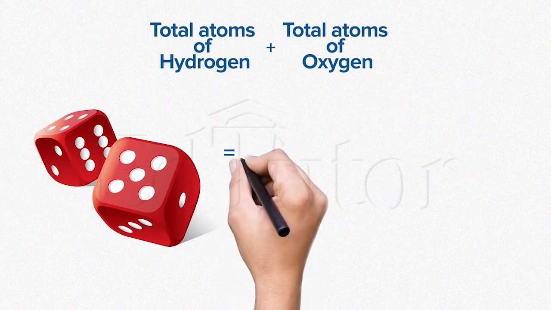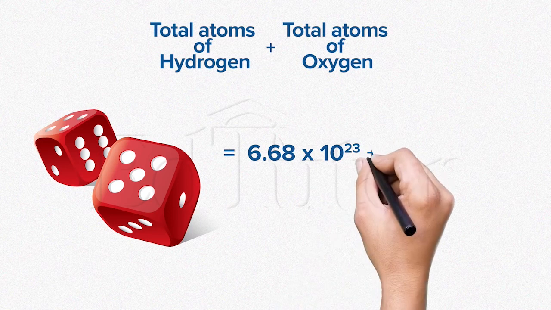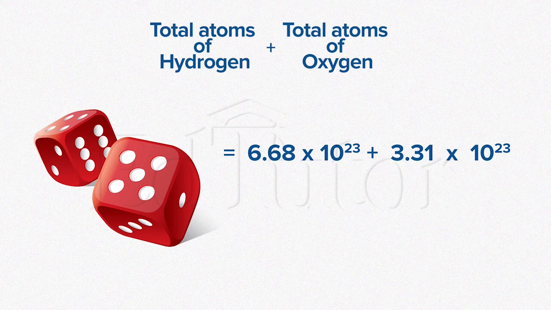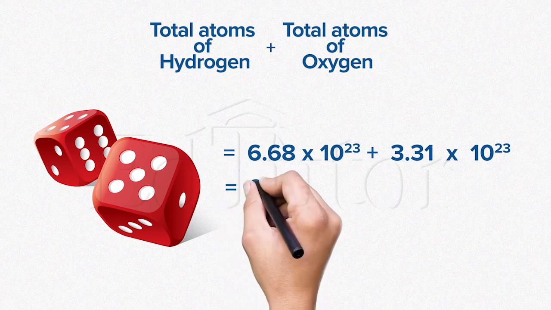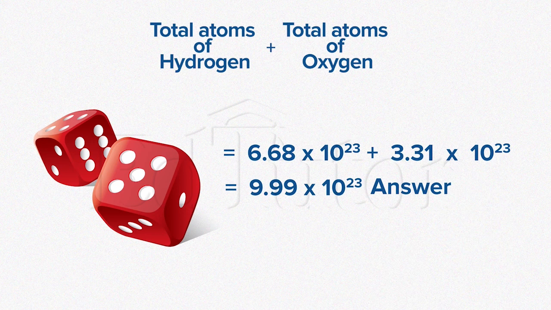We will have 6.68 multiplied by 10 to the power 23, which is the number of hydrogen atoms, remember? Plus 3.31 into 10 to the power 23, that is the number of oxygen atoms. On adding these, we will get 9.99 into 10 to the power 23, which is the total number of atoms of hydrogen and oxygen present in the sample.